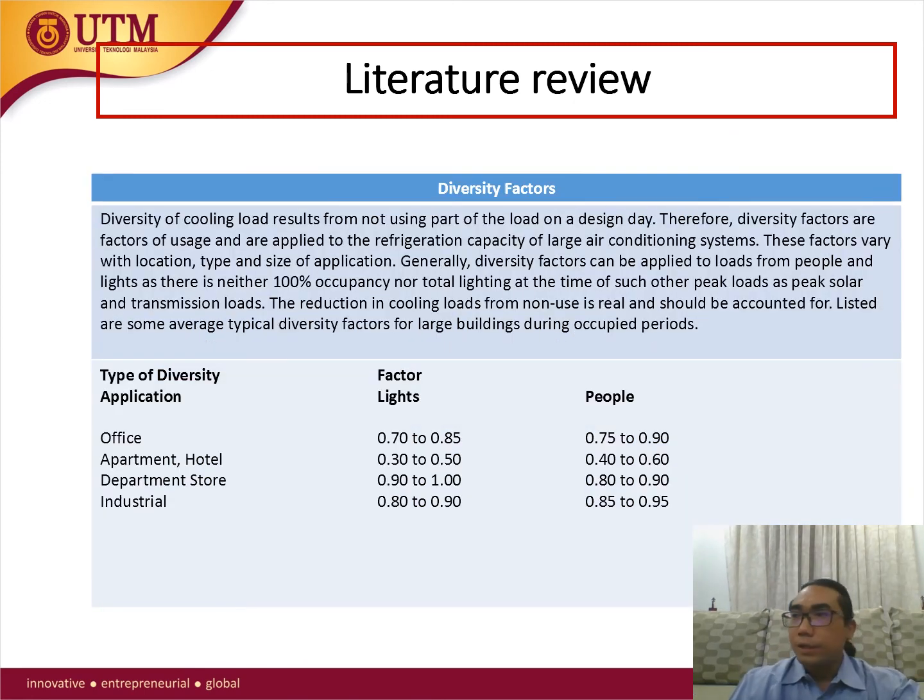For the diversity factor, it is defined as the ratio of the sum of the maximum demands of the various parts of the system to the coincident maximum demand of the whole system. Maximum demands of the individual consumers of a group do not occur simultaneously. Thus, there is a diversity in the occurrence of the load. For my study, I will use industrial diversity application. The factor for lights is 0.0 to 0.90 and for the people is 0.85 to 0.95.